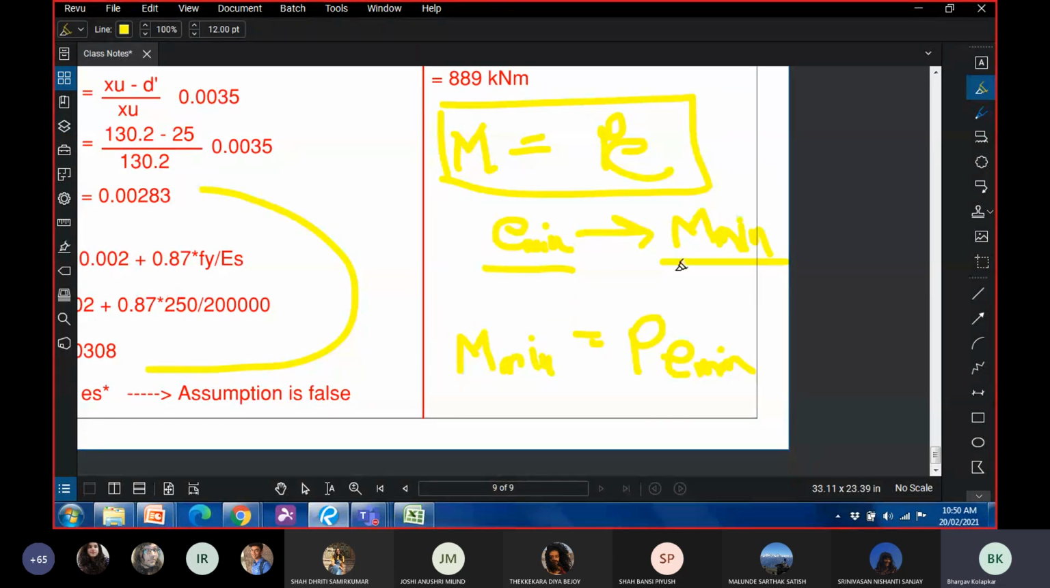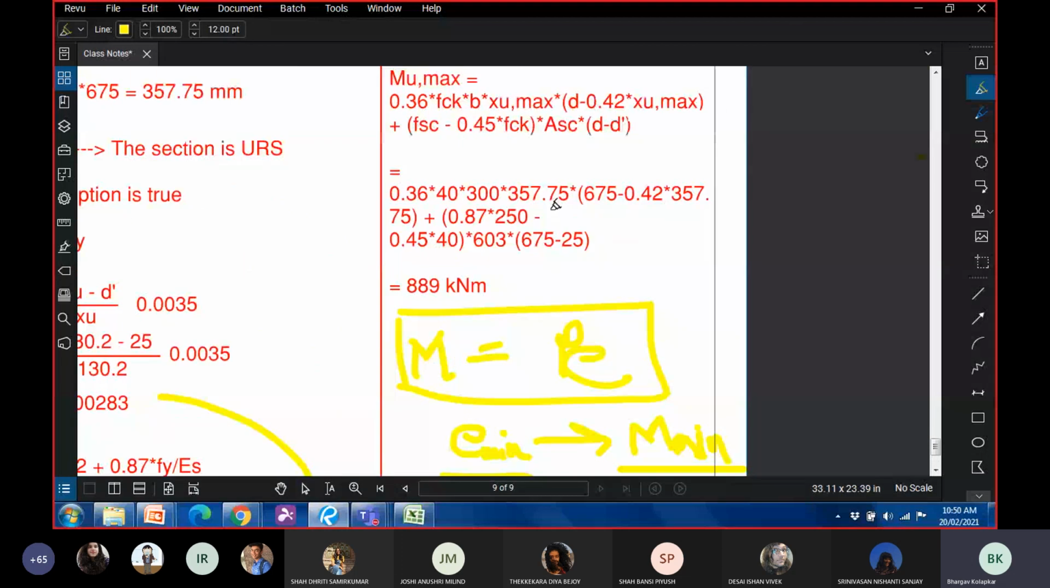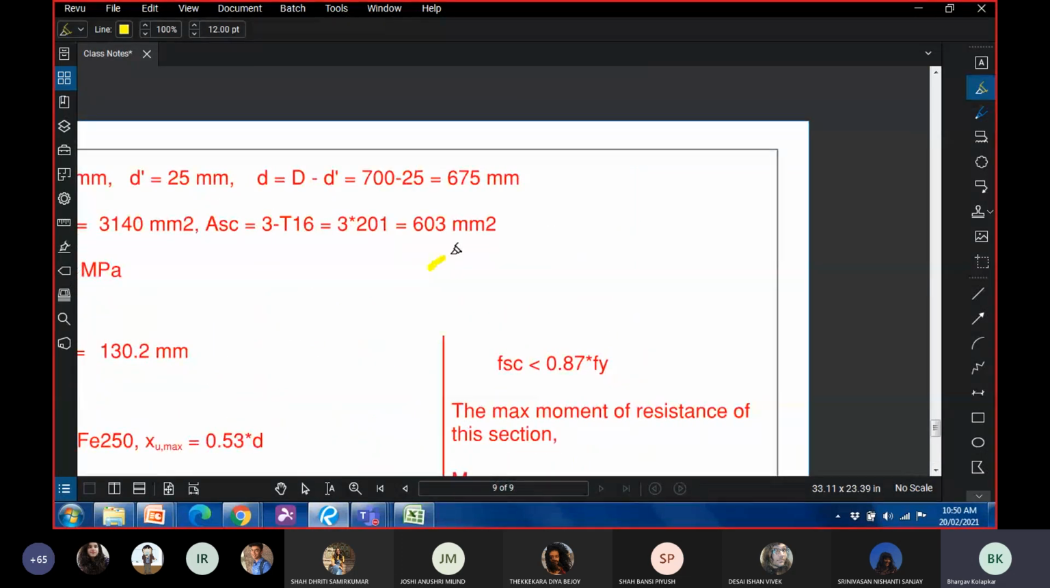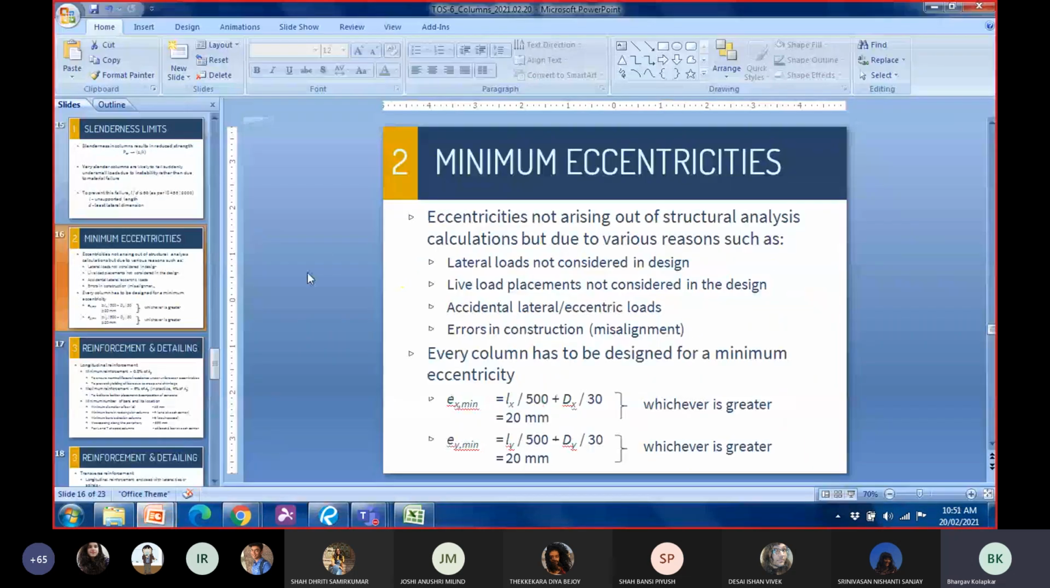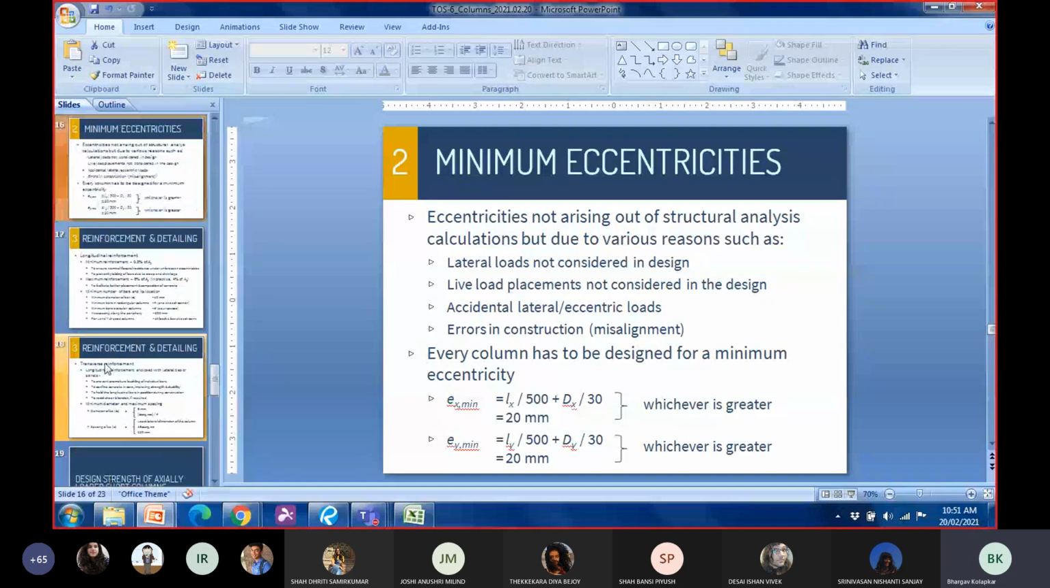So basically what the code says is that you have to design it for an axial load of P, whatever is occurring. Then you have to design it for Mx minimum, and you have to design it for My minimum. Okay, so we'll end the lecture with this. There are only a few slides to go and we are good to design a column. If you have any questions, please go on.